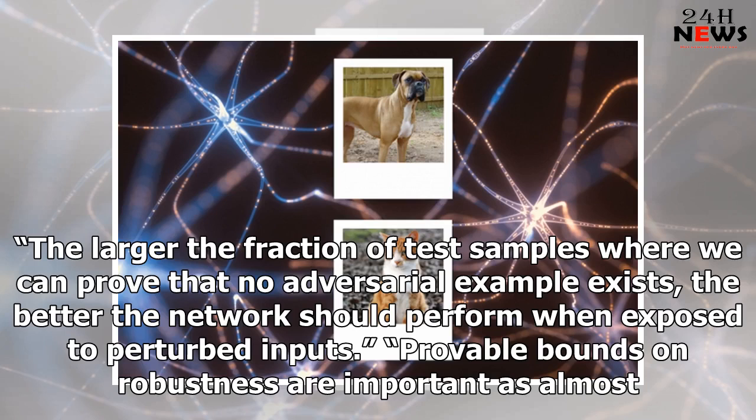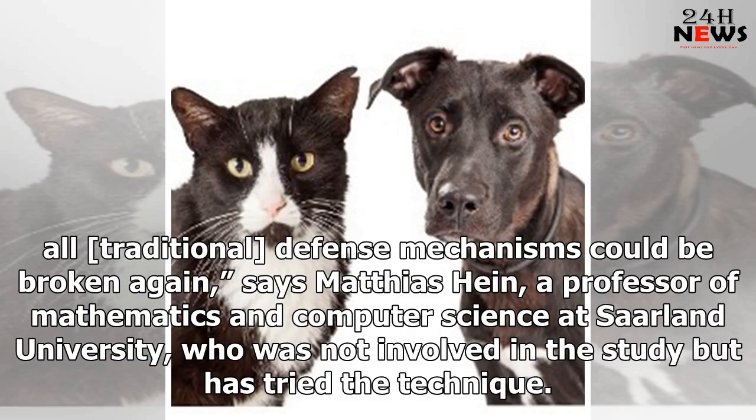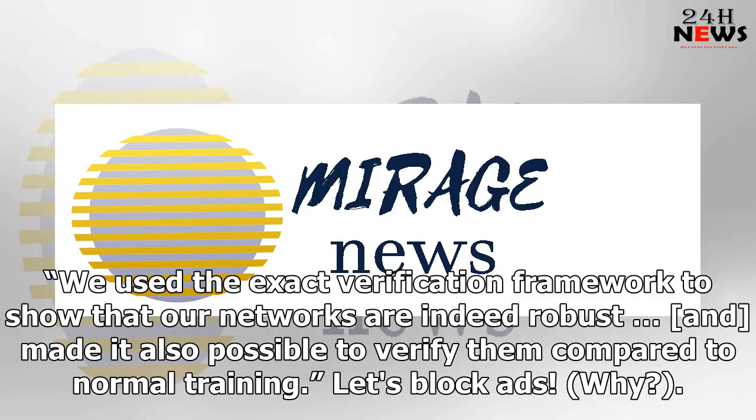Provable bounds on robustness are important, as almost all traditional defense mechanisms could be broken again, says Matthias Hein, a professor of mathematics and computer science at Saarland University, who was not involved in the study but has tried the technique. We used the exact verification framework to show that our networks are indeed robust, and made it also possible to verify them compared to normal training.